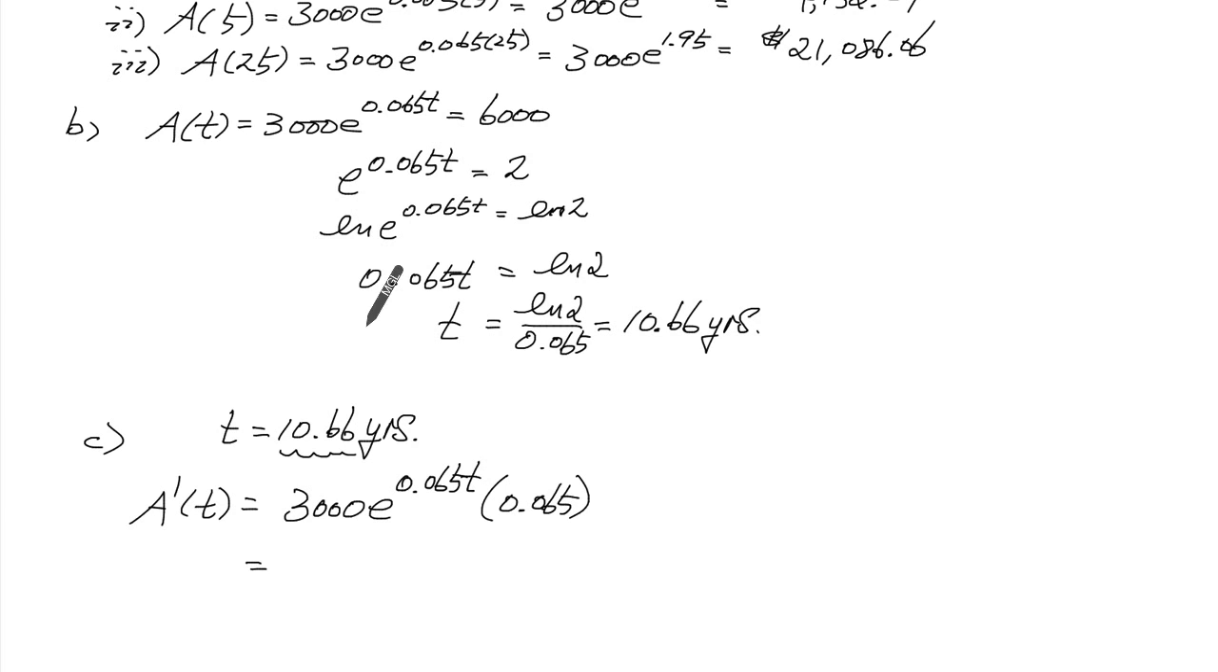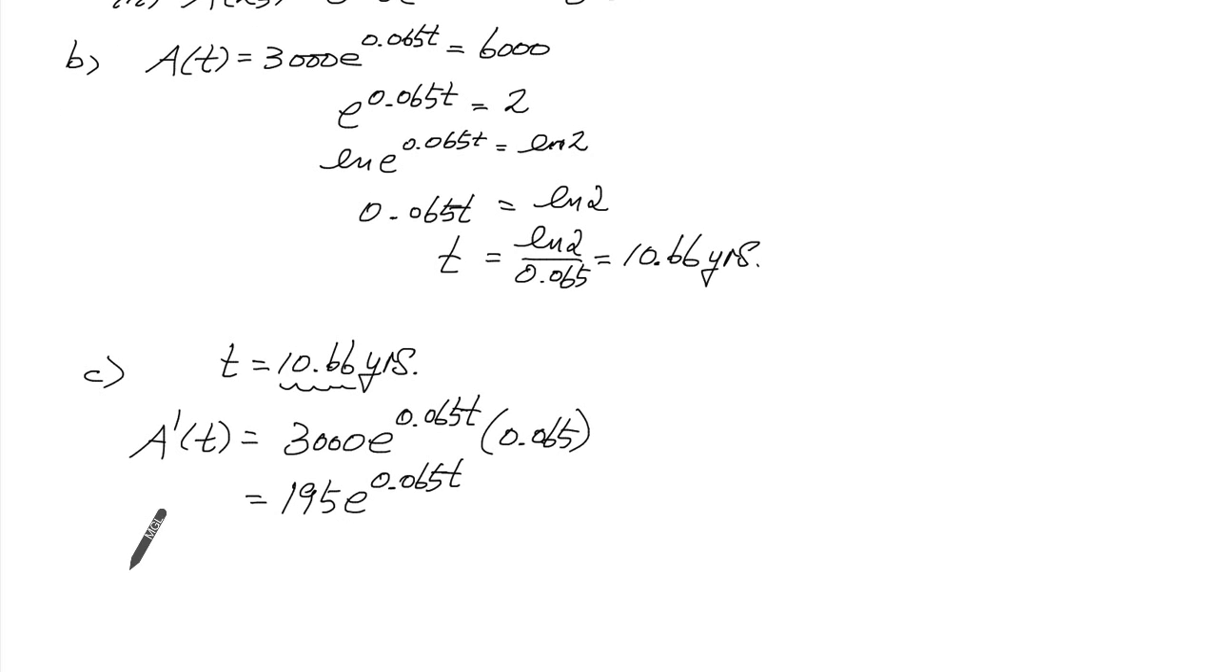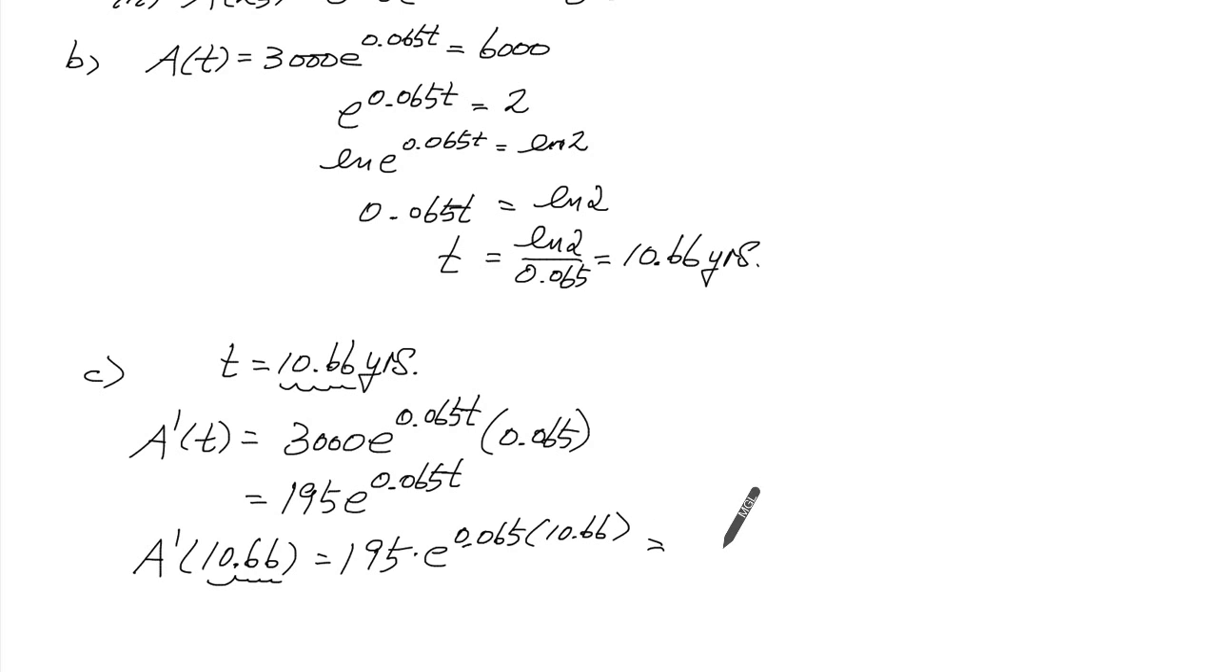Simplify this expression, and we get 195 times e to the power of 0.065t. So this functional expression allows us to compute the rate at which our investment is growing at different times t. In our question, in particular, we want to find how fast our investment is growing at time 10.66 years. So I'm going to plug in 10.66 into my derivative. And that gives us 195 times e to the power of 0.065 multiplied by 10.66. Plug that in your calculator and we get a rate of change of $389.90 per year.